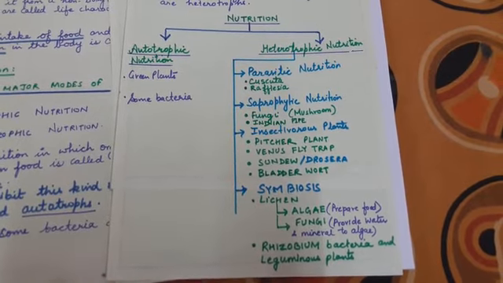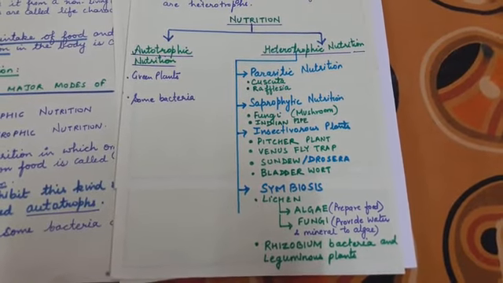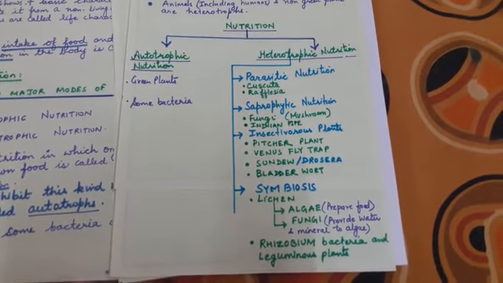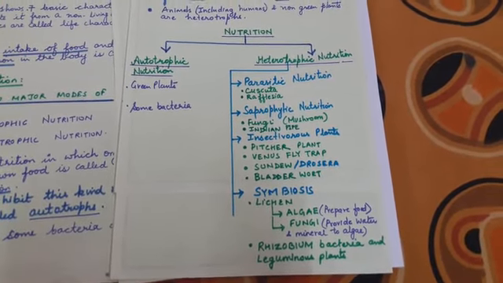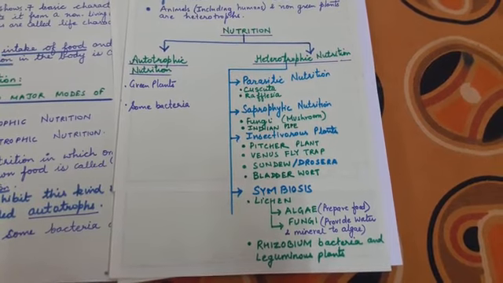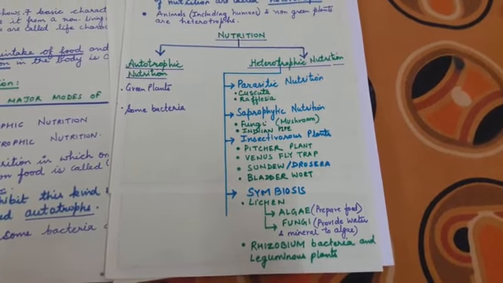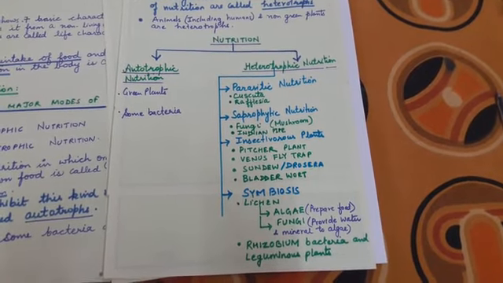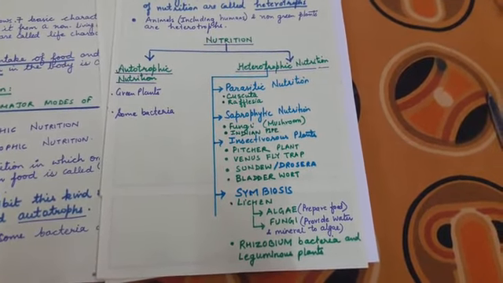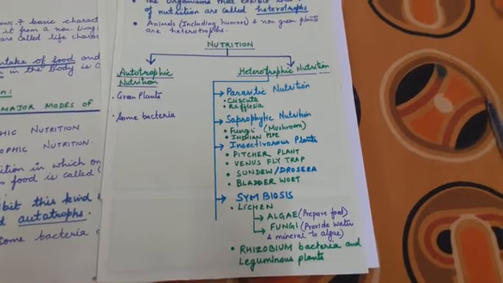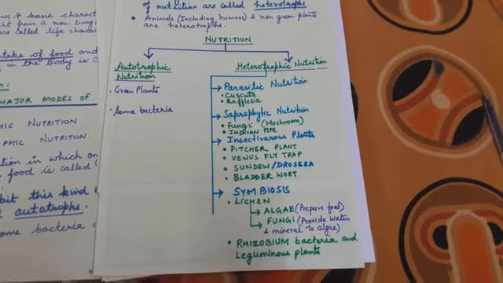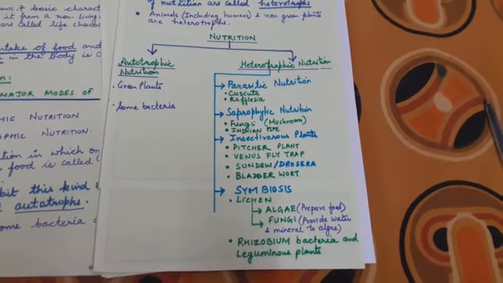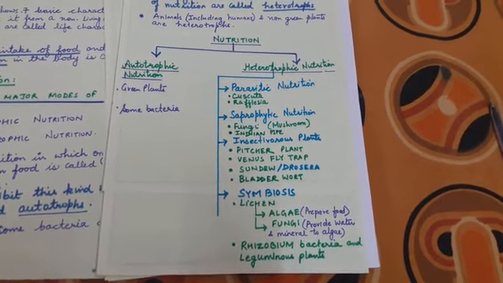Although we have to discuss the heterotrophic mode of nutrition in detail later on after completing photosynthesis, because photosynthesis is the process by which green plants prepare their food. That's why green plants are autotrophic. So under autotrophic nutrition, we have to study photosynthesis in detail. Right now I am just going to give you a very vague idea of heterotrophic nutrition, but later on we will discuss it in detail.